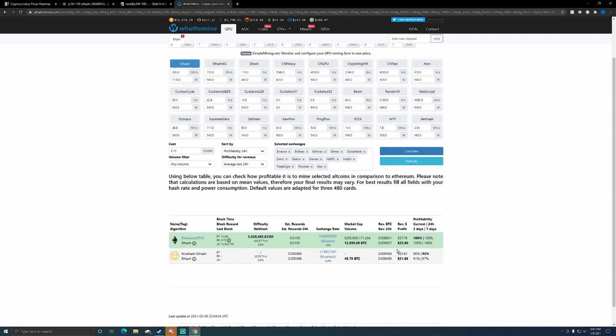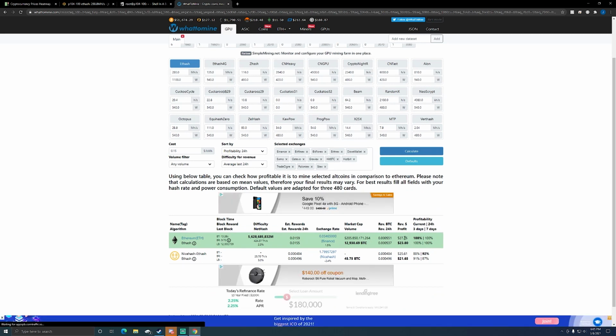So this rig is generating $27.76 per day revenue. Now profit, with these numbers I have at 1100 watts at 15 cents per kilowatt hour, which isn't what I pay. I don't pay that. I pay like 13. Anywhere between 12 to 13 is what I pay. Yeah. So it's generating $23.80 per day.